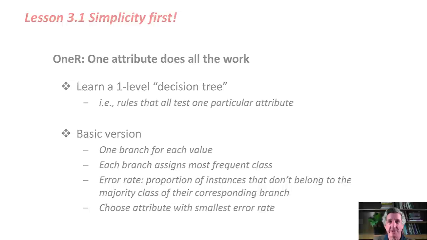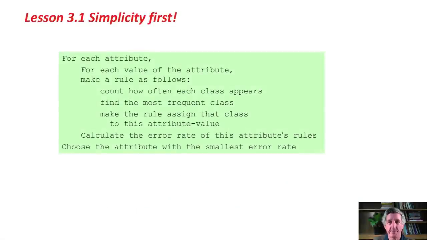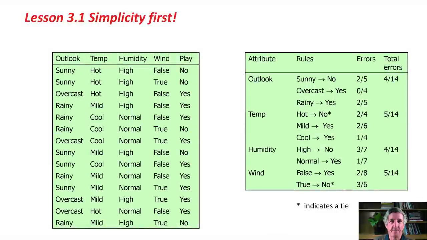Well, let's look at what this actually means. So here's the algorithm. For each attribute, we're going to make some rules. For each value of the attribute, we're going to make a rule that counts how often each class appears, finds the most frequent class, and makes the rule assign that most frequent class to this attribute value combination. Then we're going to calculate the error rate of this attribute's rules. We're going to repeat that for each of the attributes in the data set and choose the attribute with the smallest error rate.